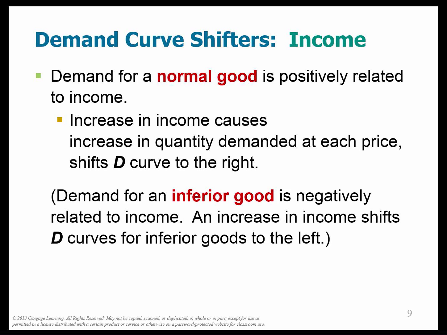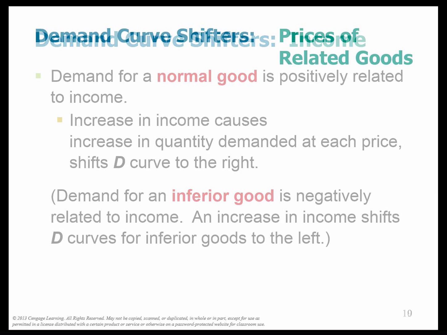A little caveat: an inferior good is a special type of good where if you get more income, you buy less of it. Something like top ramen. Poor college students buy top ramen. As you get more income, you stop buying top ramen. So it's a special kind of good. There's not very many of them out there. Most goods are normal goods.